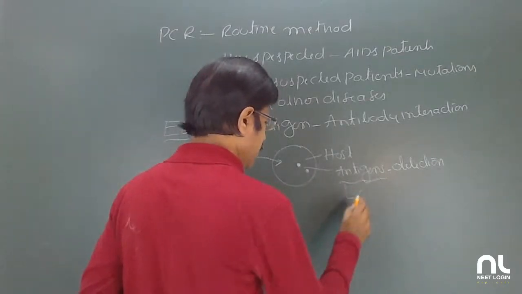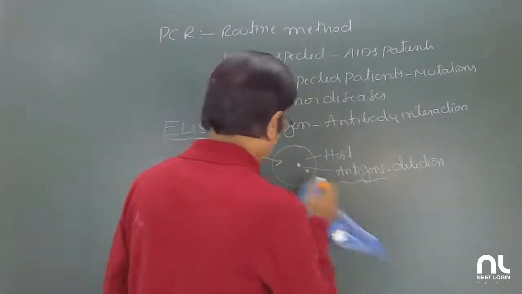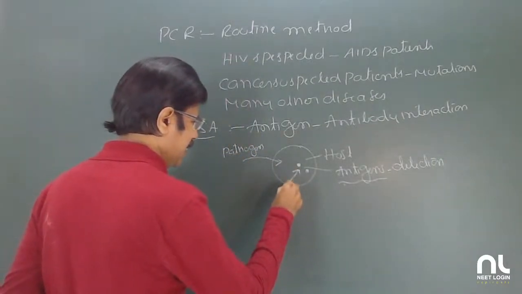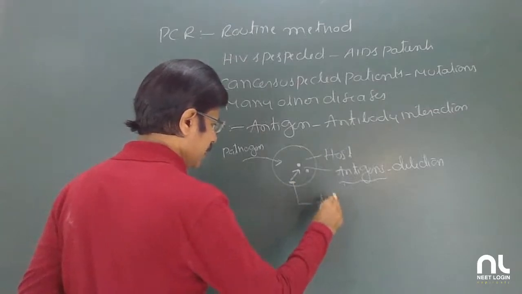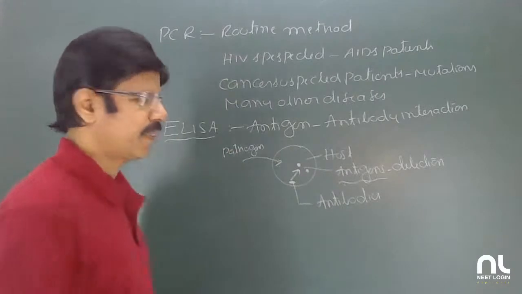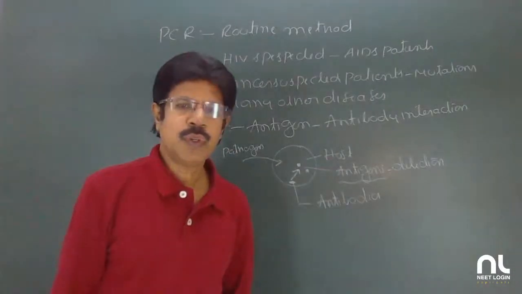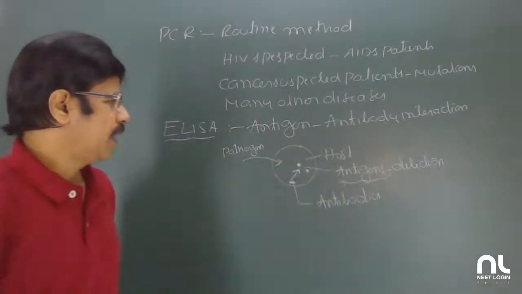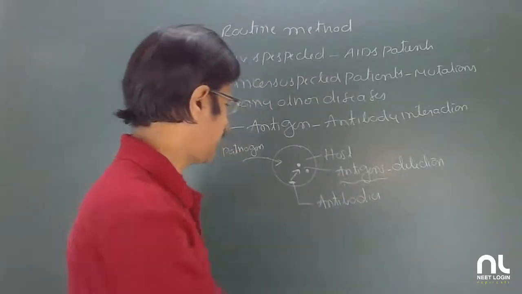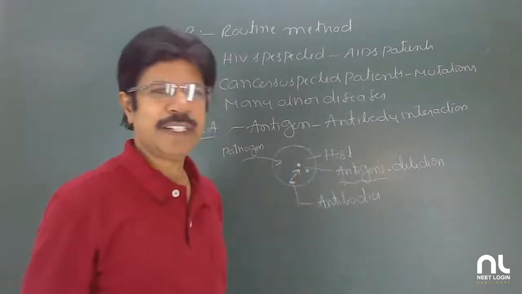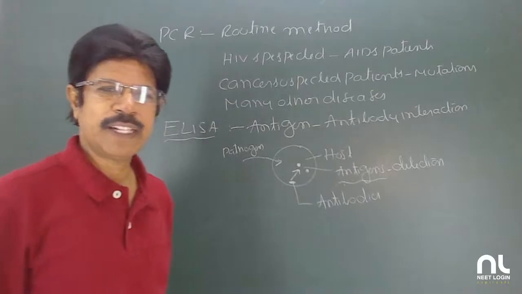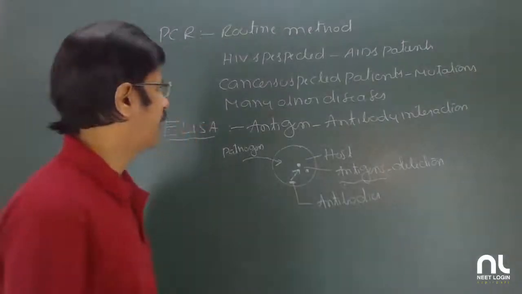These antigens are produced by the pathogen, and to combat this, antibodies are produced. So detection of the pathogen is by the production of the antigens or the production of antibodies against the antigens. What do you call the test? It is ELISA, enzyme linked immunosorbent assay.